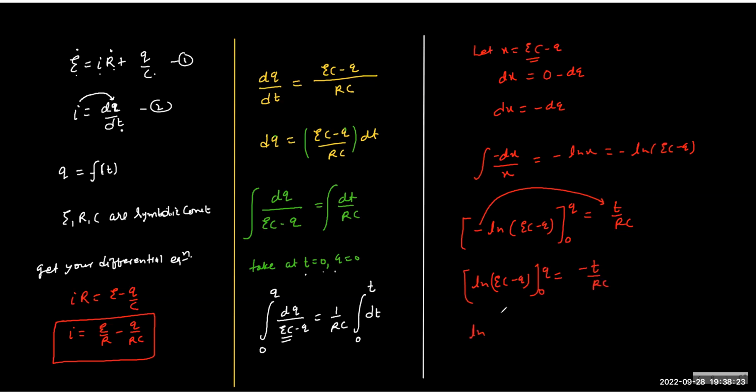So what you can write here is ln(EC − Q), the upper limit minus the lower limit, is how much? EC − 0. So what you get is ln((EC − Q)/EC). Okay, that is minus t by RC. And then you can take the logarithm, reverse of log, anti-log. So what we get here is (EC − Q)/EC equals e power minus t by RC. Then you can rearrange, so you will get the answer.